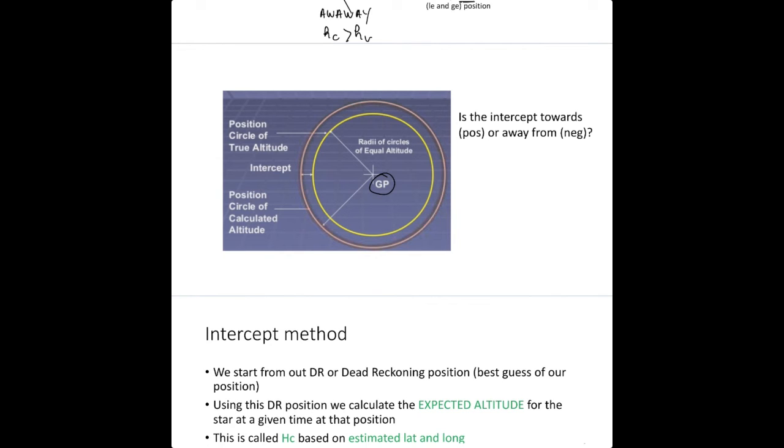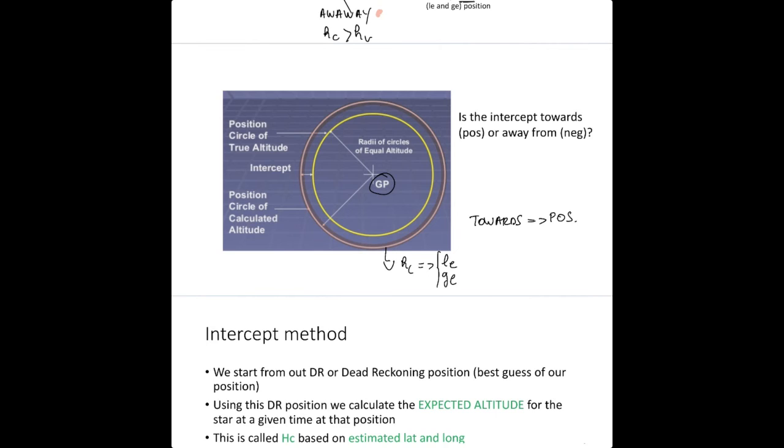Okay, calculated altitude is based on our estimated position. So is the intercept positive or negative? In this case, the intercept will be towards. So it will be positive.